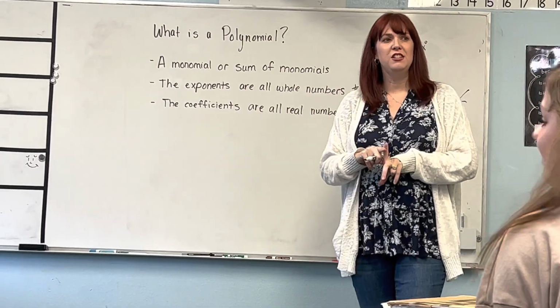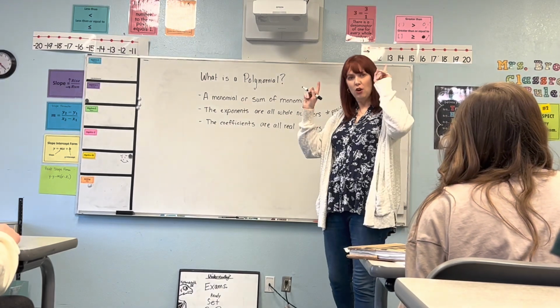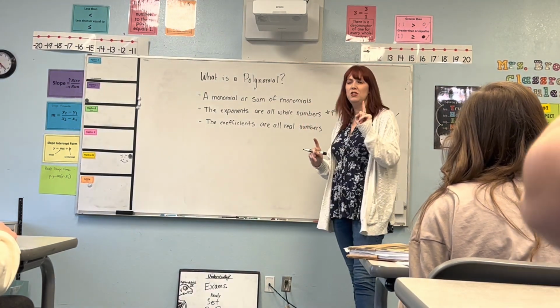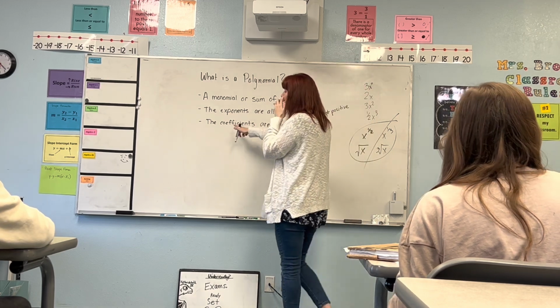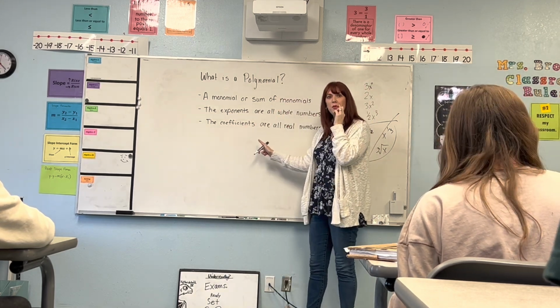Exponents must be positive whole numbers, so they must just be a 1, a 2, a 3, a 4, a 5 for exponents. Now coefficients. Can anyone remember what a coefficient is?